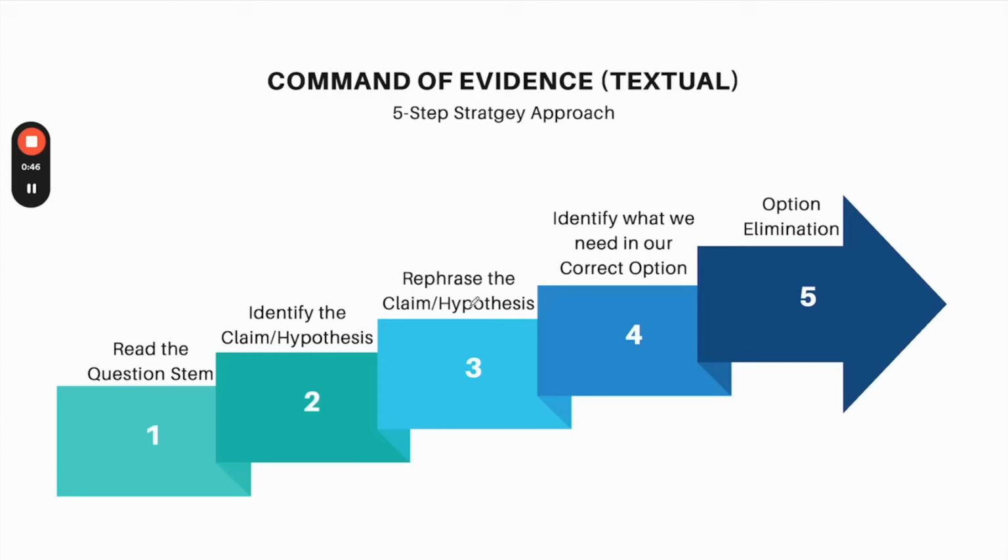So these are the steps that we need to take to attempt this question type. This is a 5-step strategy approach. Let's understand the first one. The first one is extremely important, even though it sounds very simple. It says read the question stem. This is the first step, and why is it so important?